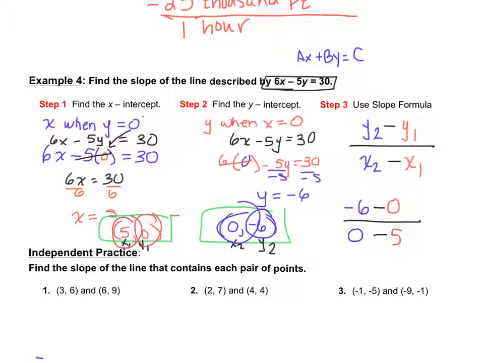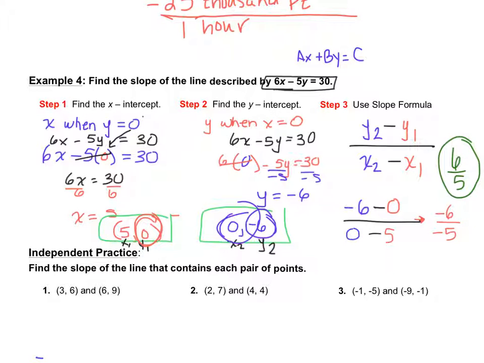And when we do the calculation, -6 minus 0 is -6. 0 minus 5, sorry about the bell, girls and guys, is -5. And -6 over -5 is really positive 6 fifths. So the slope is 6 fifths. And you leave it as a fraction, not as a mixed number. You leave it as a fraction because you want to be able to see the change of y over the change of x.